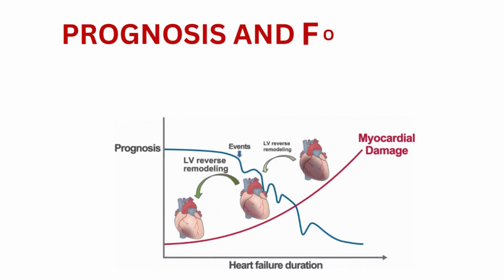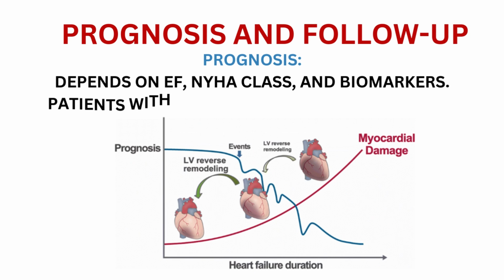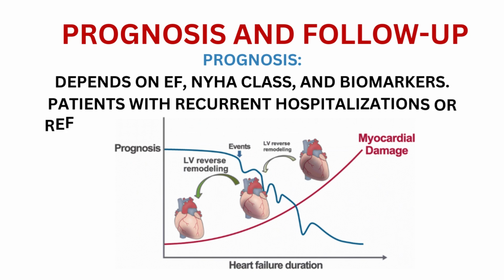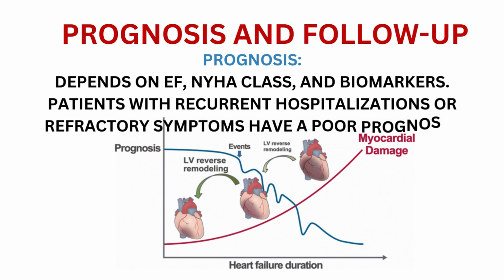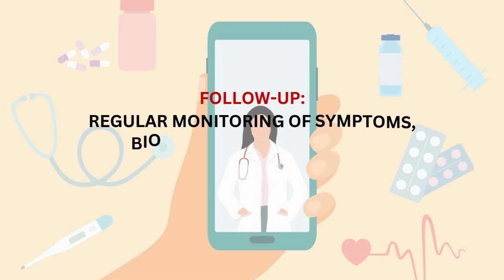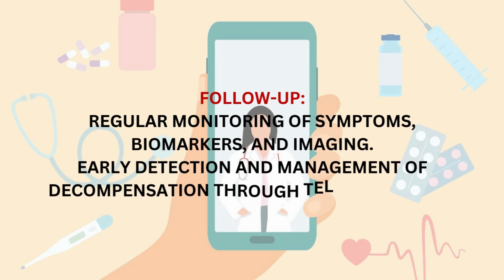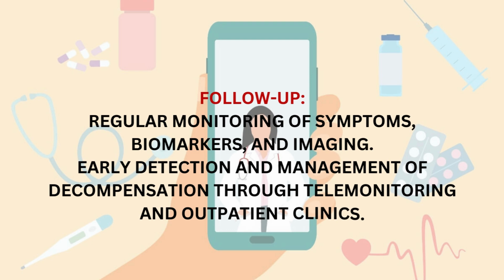Prognosis and follow-up. 1. Prognosis depends on ejection fraction, NYHA class, and biomarkers. Patients with recurrent hospitalizations or refractory symptoms have a poor prognosis. 2. Follow-up: regular monitoring of symptoms, biomarkers, and imaging. Early detection and management of decompensation through telemonitoring and outpatient clinics.